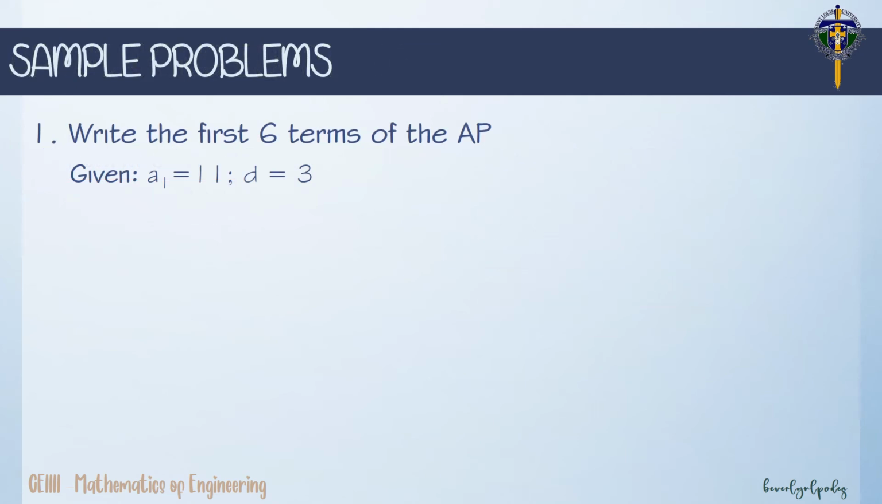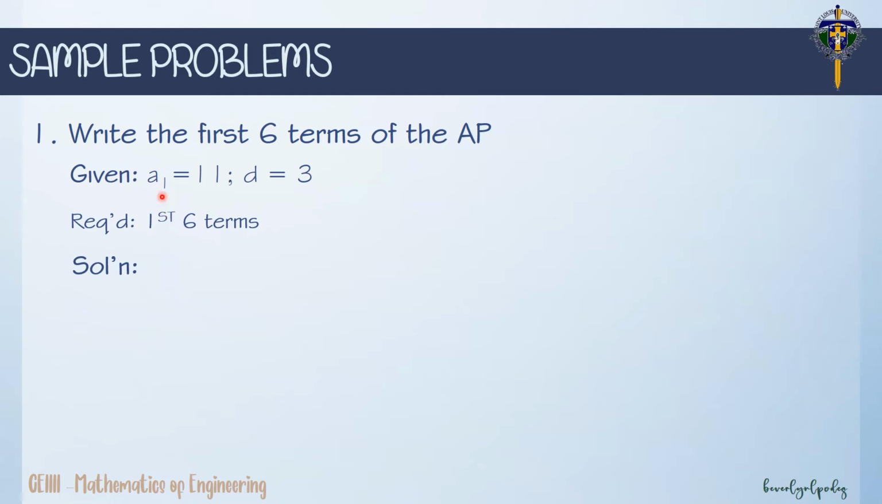Let us now consider some sample problems. Number 1, write the first 6 terms of the arithmetic progression. Given the first term is equal to 11, the common difference is equal to 3. So required, what are the first 6 terms, and the solution.